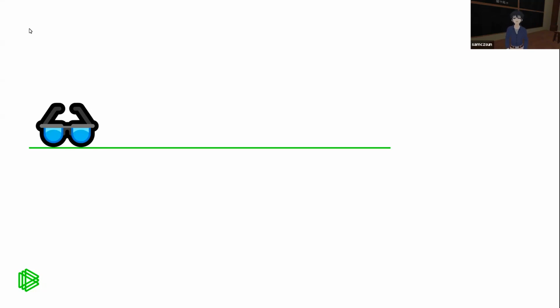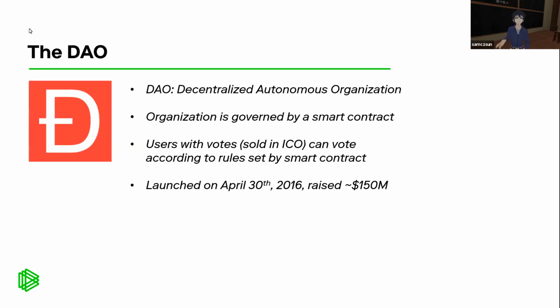Cool. With that review out of the way, now we can actually get to the good stuff. So we're going to start off with an obligatory, the DAO. This is possibly the most well-known hack on Ethereum, so we do have to talk about it. Now, DAO stands for a decentralized autonomous organization.